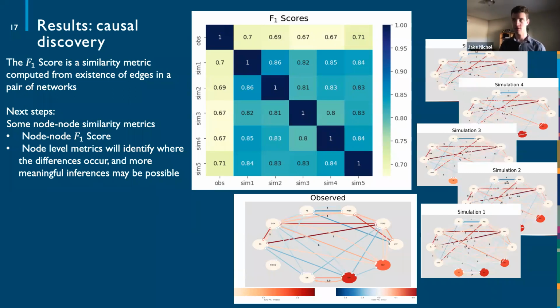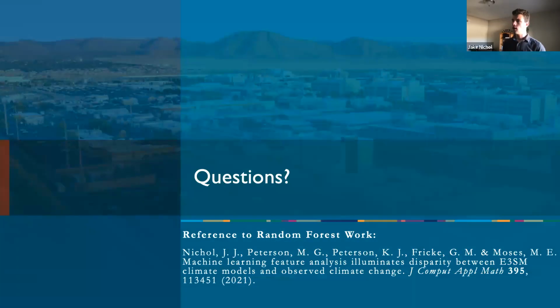The next steps are to develop some node-to-node similarity metrics and understand what are the differences between 2 graphs. When we look at one node in 2 different graphs, how are their connections to other nodes different? And that'll tell us more meaningfully why these data sets are different from each other. And so yeah, that's all. So I'm open to questions now, and I'll include here a reference to our random forest work that we completed a little while ago.